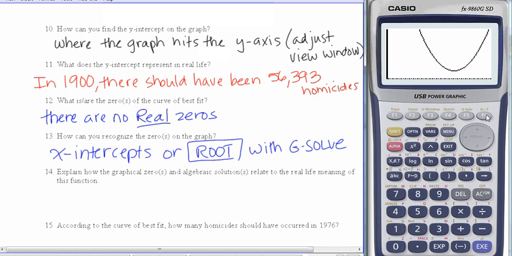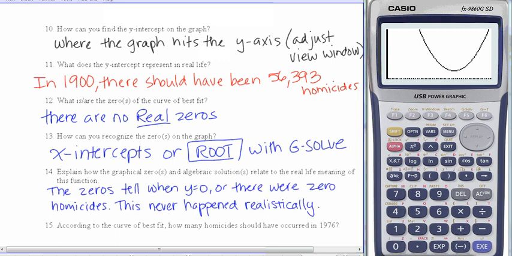Number 14, explain how the graphical zeros and the algebraic solutions relate to the real-life meaning of this function. Well, what does this mean? If y equals 0, that means there's 0 homicides. So what we're asking is, when were there no homicides? And that was never. I'll write that down.